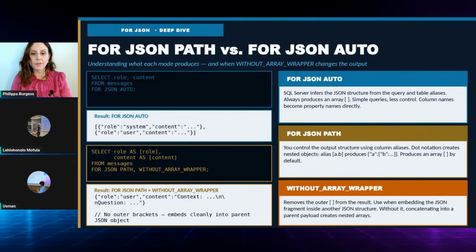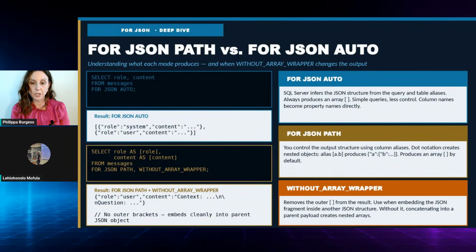All right, FOR JSON PATH versus FOR JSON AUTO: understanding what each mode produces and when WITHOUT_ARRAY_WRAPPER changes the output. So you've got SELECT role, content FROM messages FOR JSON AUTO. The result for FOR JSON AUTO: role system, context, role user, context. Then SELECT role AS role, content AS content FROM messages FOR JSON PATH, WITHOUT_ARRAY_WRAPPER. The result: role user, content, context and question. No outer brackets, so it embeds cleanly into a parent JSON object.